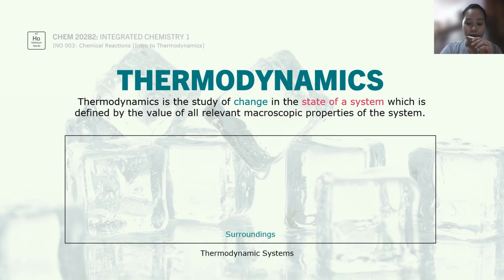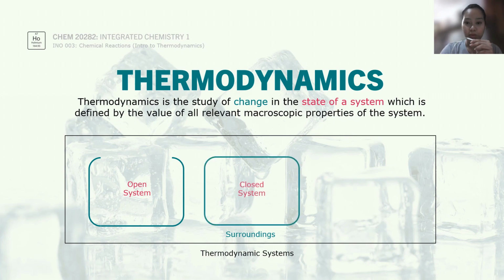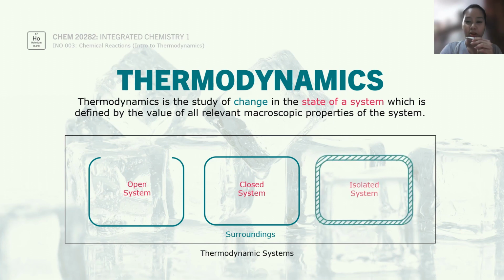First, an open system, where matter and energy can transfer from system to surrounding and vice versa. Second, a closed system, which can only transfer energy but not matter. And lastly, an isolated system, where neither matter nor energy can transfer. The system is defined by all of its relevant macroscopic properties including temperature, pressure, energy, and more. These properties are called state functions.